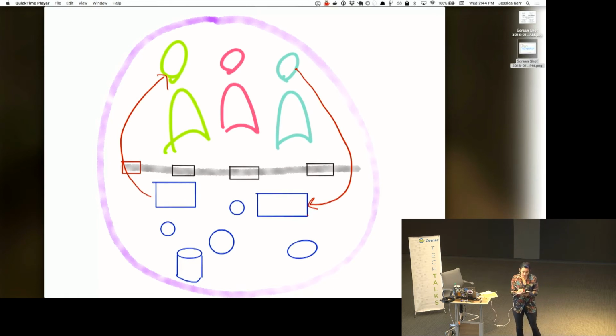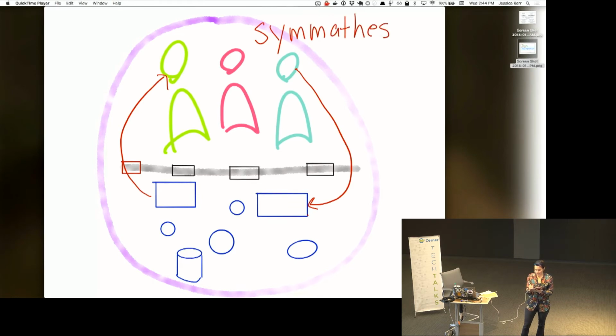Because when we do that, this system forms a symmathesy. And this is a word that I learned from Nora Bateson. Sym is from the Latin for together, and mathesy, learning. So it is a system of mutual learning.